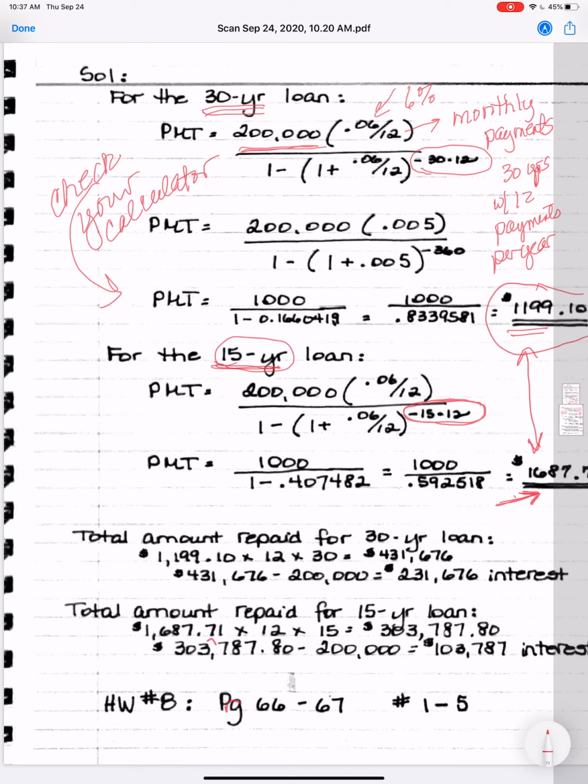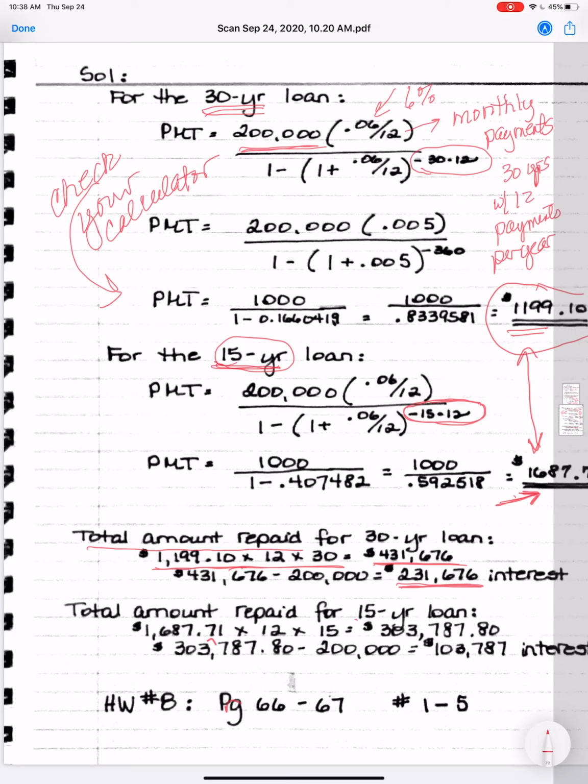So let's compare these two options to find the total amount repaid. So under the 30-year loan, we paid $1,199.10 times 12 payments a year times 30 years, which means we're going to pay $431,676 for that $200,000 loan, or we're paying $231,676 in interest.